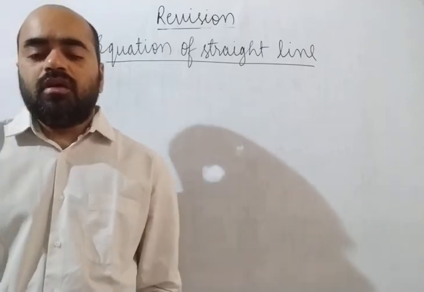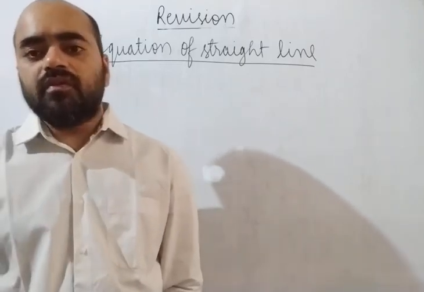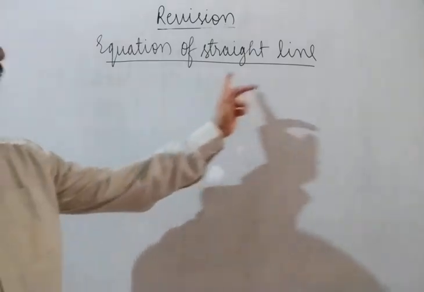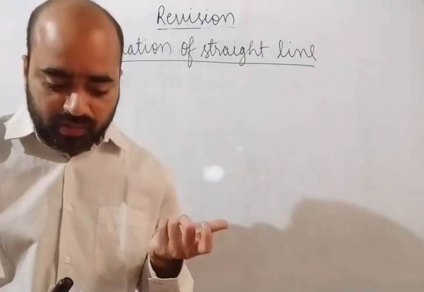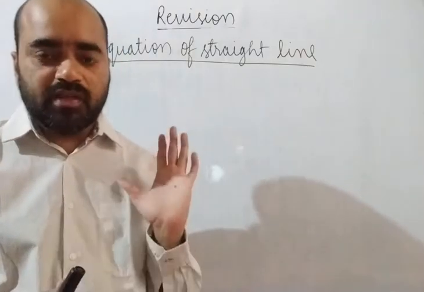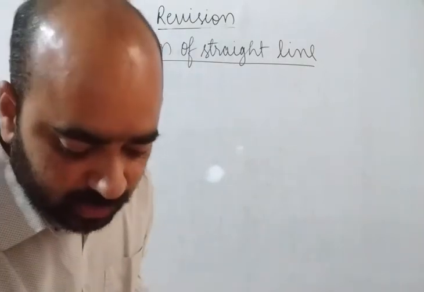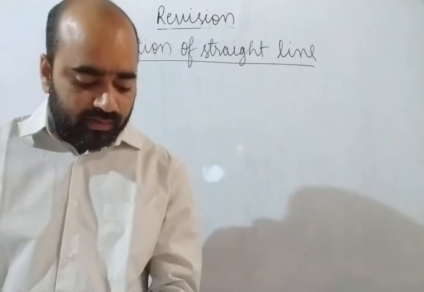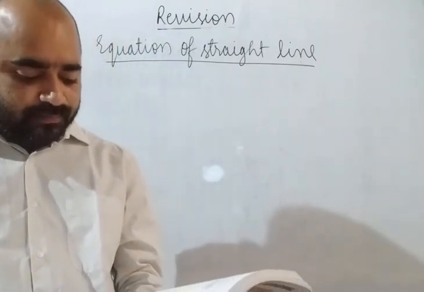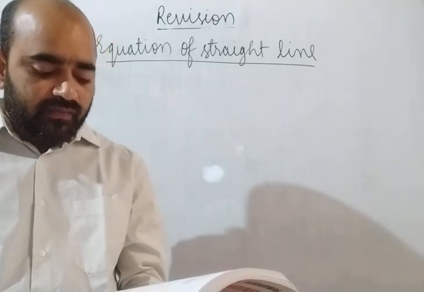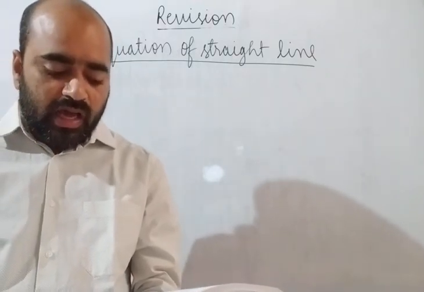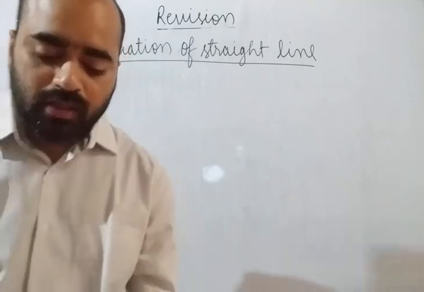Hello children, in this lecture we are going to revise the chapter equation of a straight line. First I have to correct one question I have solved in the video. Question number 22, exercise 12.1. ABCD is a parallelogram. A is x, y and remaining vertices are given. Find the coordinates of A and the equation of the diagonal BD.